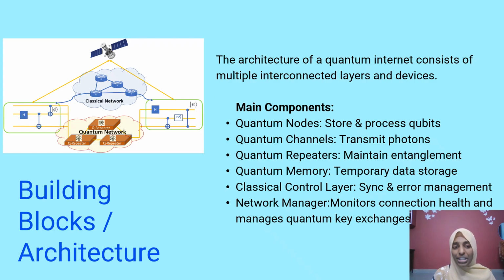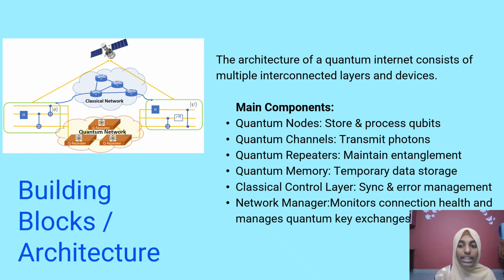Let's see what the architecture of this quantum internet is. The architecture tells about the components used in this quantum internet. Let's start with the quantum nodes. Nodes might be quantum computers, anything related to these quantum things, which store and process qubits. Moving to the next one, quantum channels, used as a medium to share signals. In the quantum internet, satellites are also used as quantum channels.